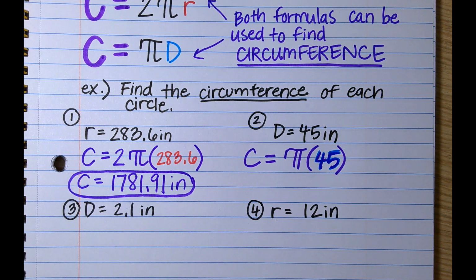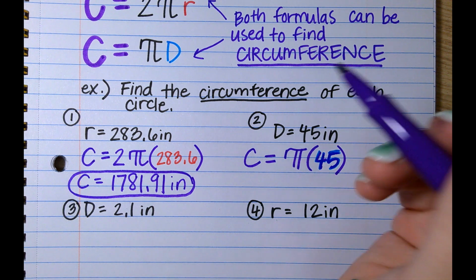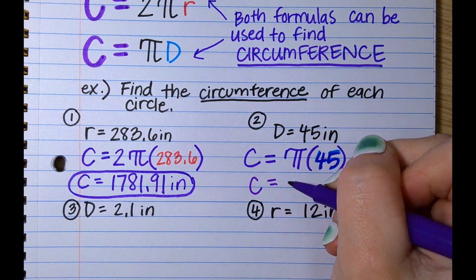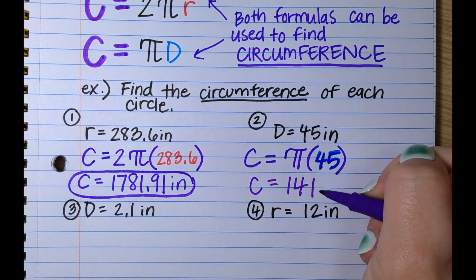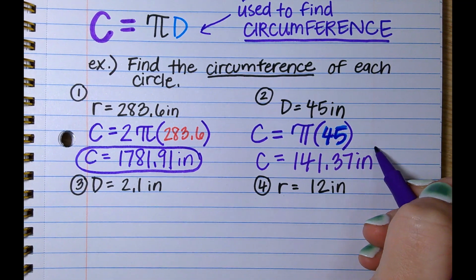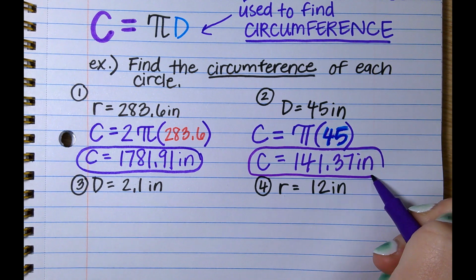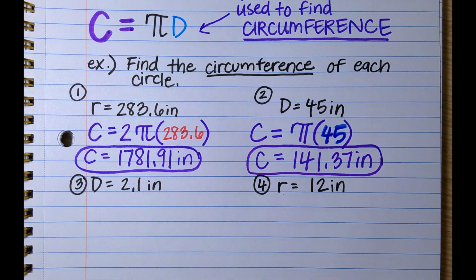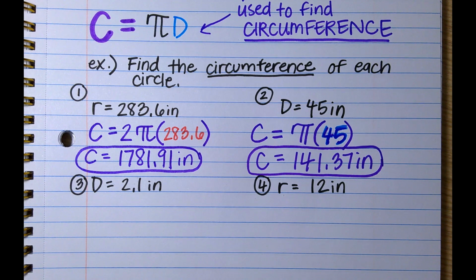Okay. And when you've got that typed in, tell me, what do you get? 141.37. Yes, 141.37 units. Inches. Good. 141.37 inches. You guys getting that? Good.